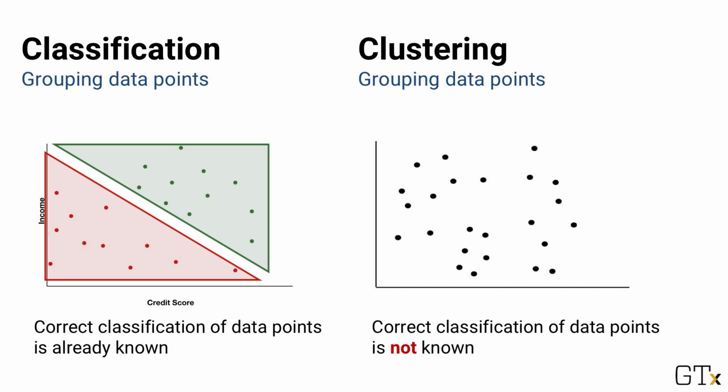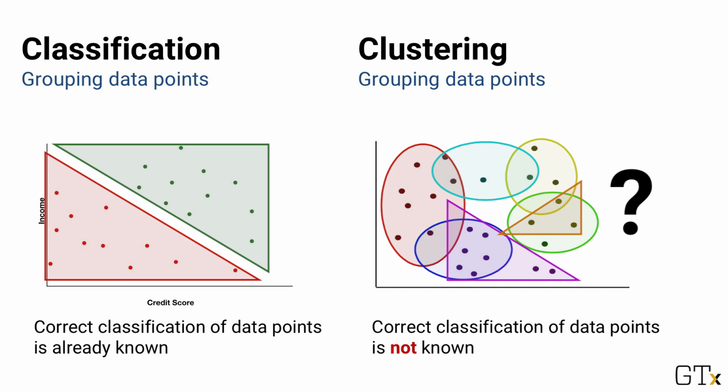On the other hand, in the clustering model, we don't know up front the right grouping of our data points. We know their attributes, but we don't know what group any of these points are in, and the model has to decide how to cluster based only on the attributes of the data.